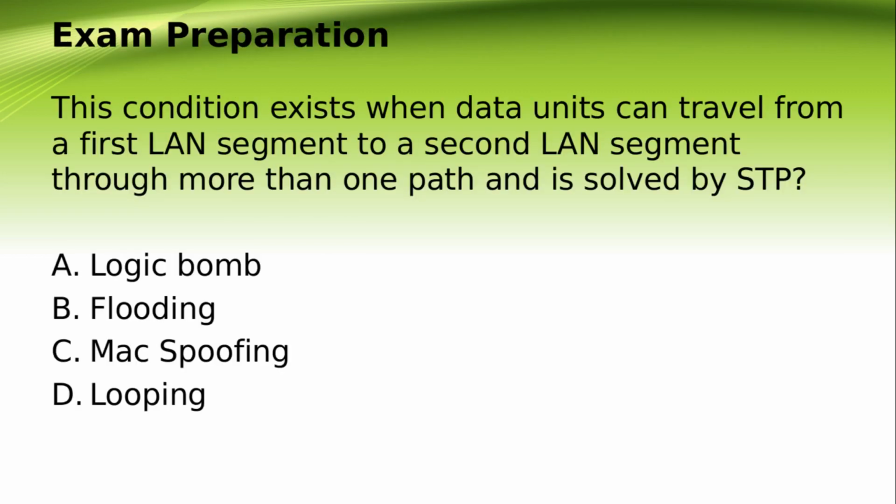So the question: this condition exists when data units can travel from a first LAN segment to a second LAN segment through more than one path, and is solved by STP, the spanning tree protocol. So the answer is looping, D. So the spanning tree protocol is here.